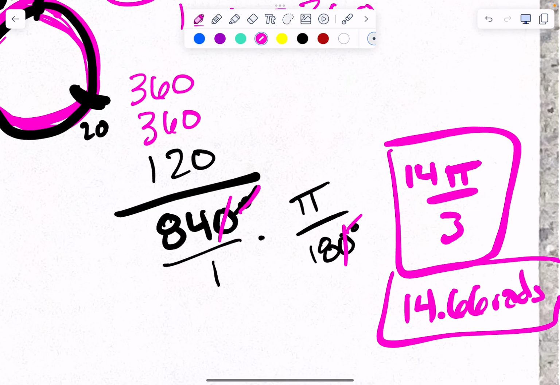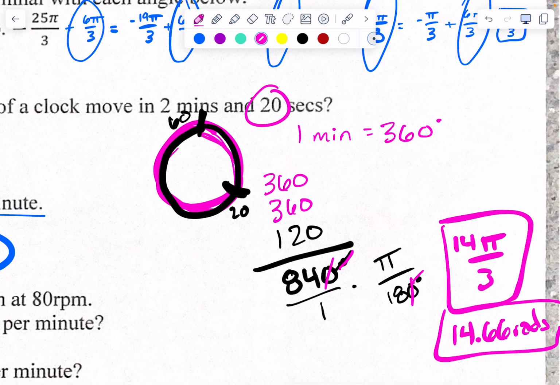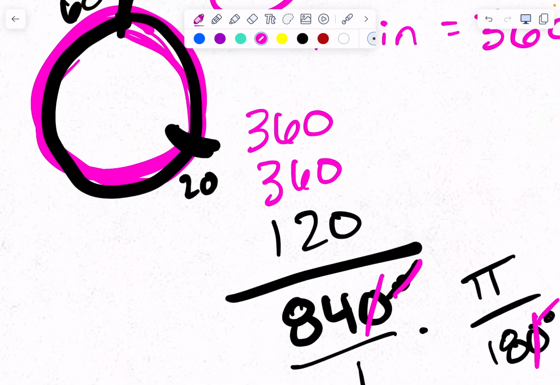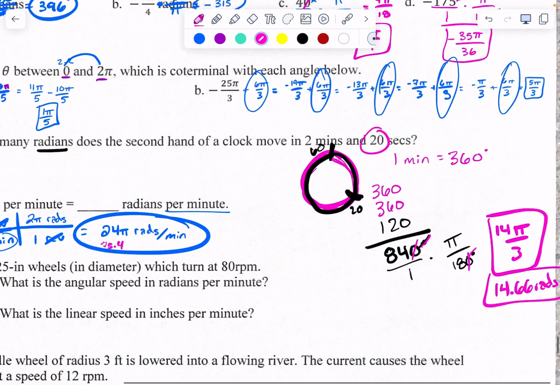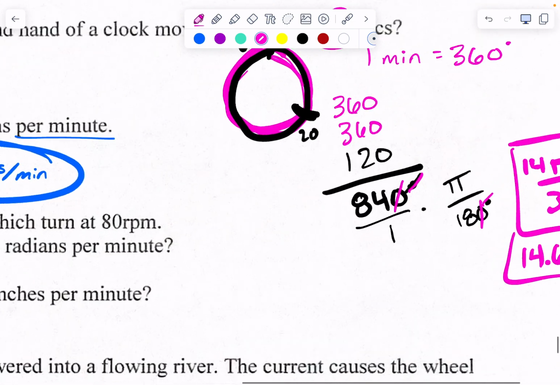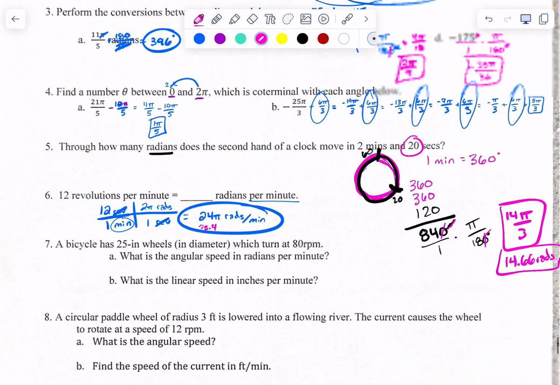Okay? Was that confusing? I can back up and re-explain if you need me to. 1 minute is a whole circle, so 360 and 360 again because that's 2 minutes. 20 seconds is a third of a circle, so that's 120 degrees. Add them up. A third of 360 is 360 divided by 3, so 120. Then we add 120 to that. Yep, 840, and then convert. Okay? So 840. Good? And we would do what? Times pi over 180. 14 pi over 3 or 14.66.